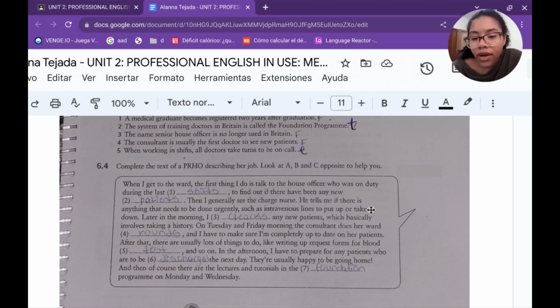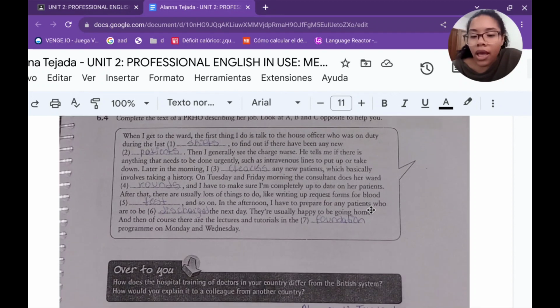On Thursday and Friday morning, the consultant does her ward rounds, and I have to make sure I'm completely up to date on her patients. After that, there are usually lots of things to do, like writing up requests for blood tests and so on. In the afternoon, I have to prepare for any patients who are to be discharged the next day. They're usually happy to be going home. And then, of course, there are the lectures and tutorials in the foundation program on Monday and Wednesday.